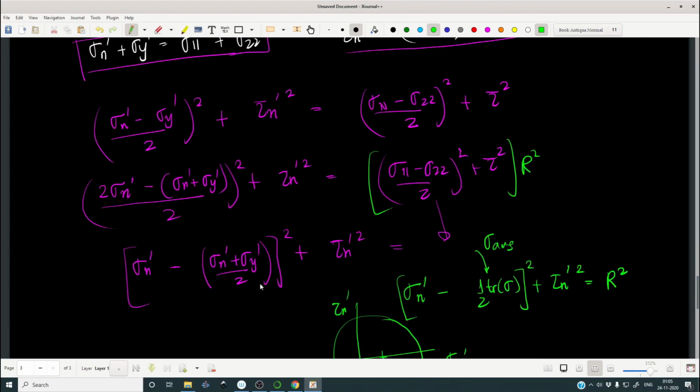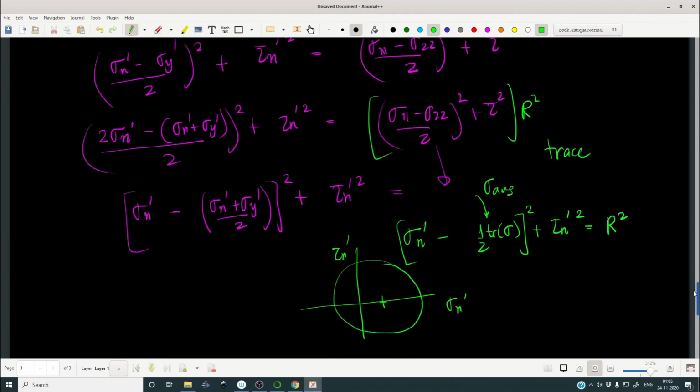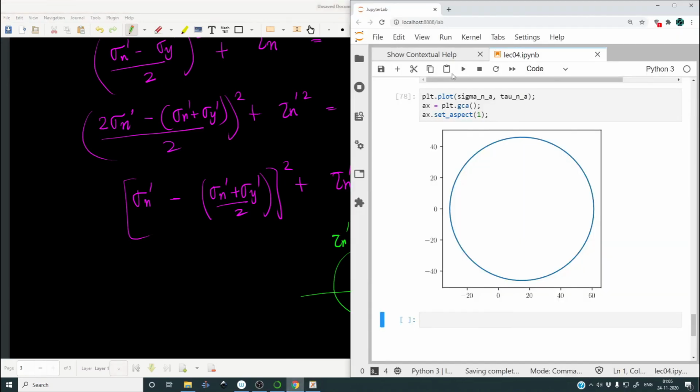And I call it the average because (σn' + σy')/2 is, by this particular result, also equal to (σ11 + σ22)/2. Hence I have written it as the trace of σ upon 2, because the trace is simply the sum of diagonals, and the radius of this circle is equal to this entity. So let us verify whether that is true.